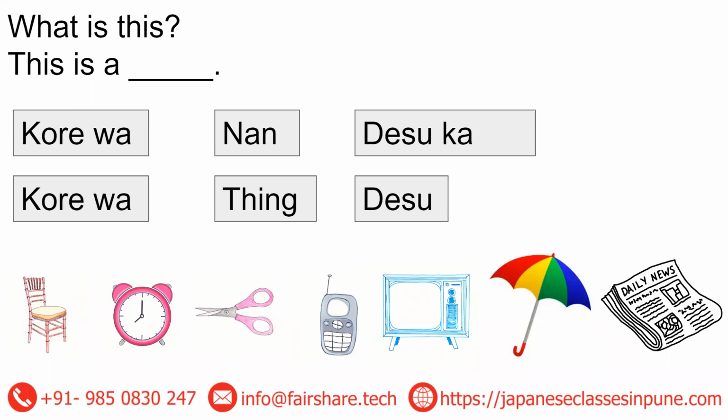But in Japanese, how do you say that? We say, kore wa nan desu ka? Kore is this and nan desu ka is what is this? So, kore wa nan desu ka? What is this? So of course, the answer is any of the things now mentioned below. These are, of course, all the examples. There are a lot of other things.